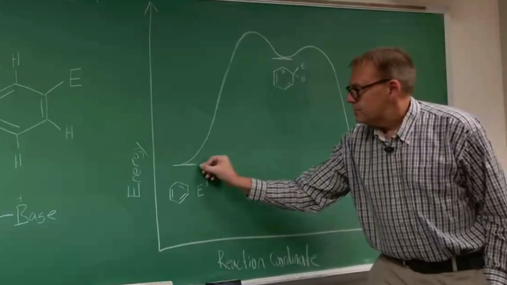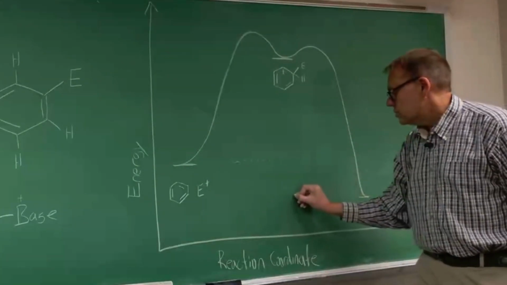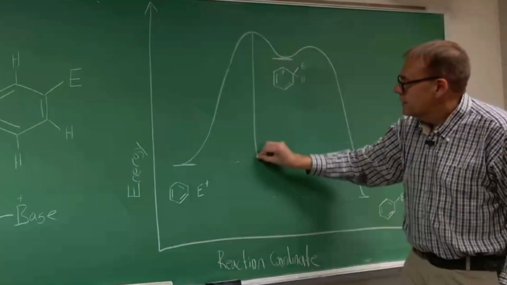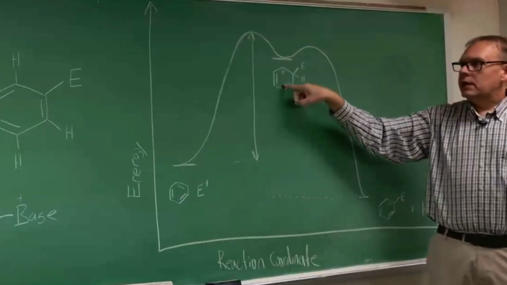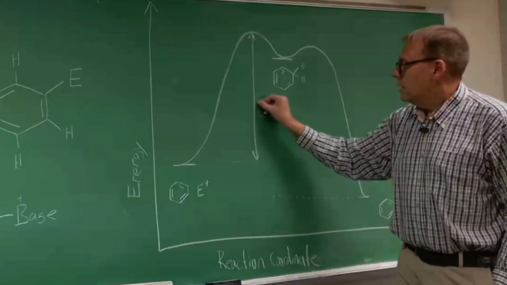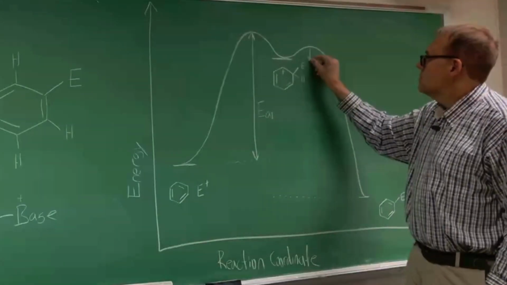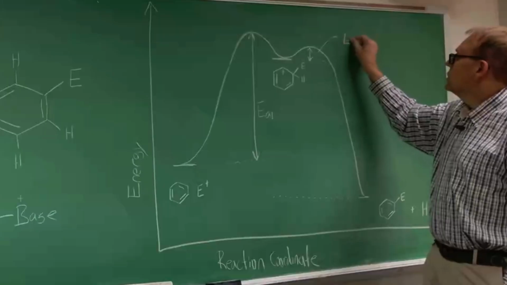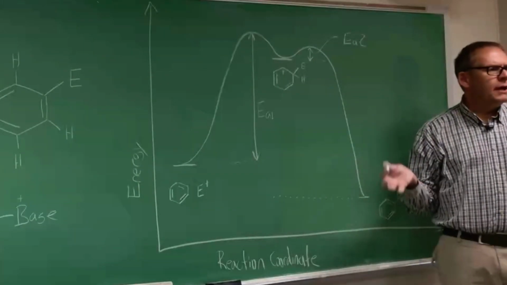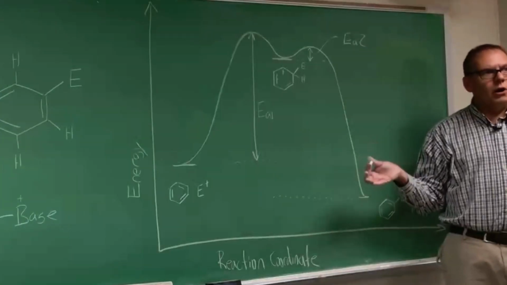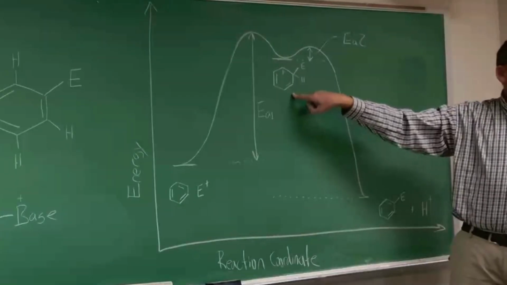Because that first step is the highest in activation energy, you look at the height of the hump going from reactants to intermediate. This E sub A1, the activation energy of the first step, is a lot bigger than the E sub A2, which is the activation energy of the second step. So the first step is the rate limiting step. Forming that non-aromatic intermediate is hard and slow. Once you get this, though, the second step is really pretty fast.